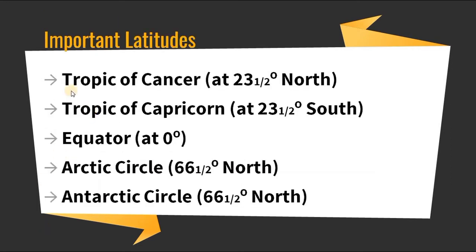Okay, students, these are our important latitudes. First, Tropic of Cancer at 23.5 degree north. Tropic of Capricorn at 23.5 degree south. Equator at 0 degree. Arctic Circle 66.5 degree north. Antarctic Circle 66.5 degree south.